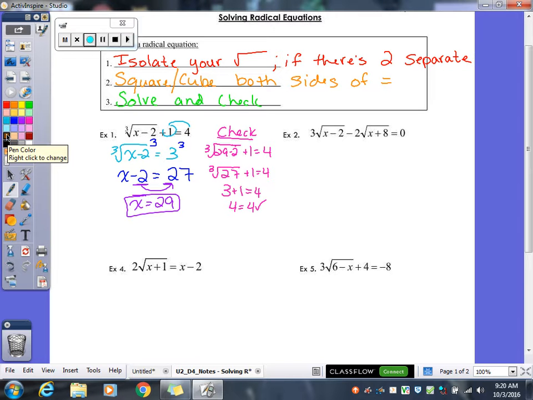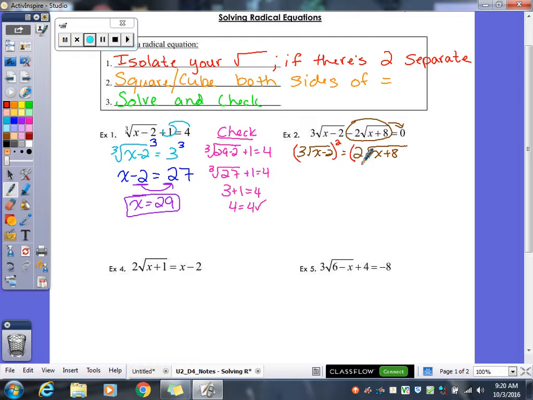An example like number 2, I have two radical signs. So what I need to do is I need to take this one and I need to move it to the other side of my equal sign. So to do that, I would add it over. So that's why I have positive 2 times the square root of x plus 8. So now we've isolated the radicals.